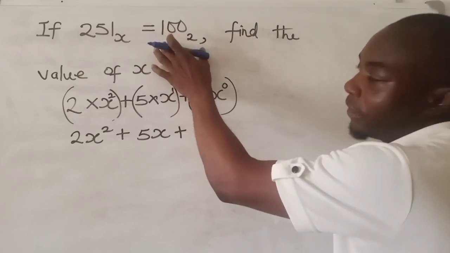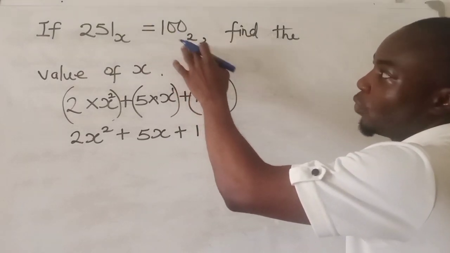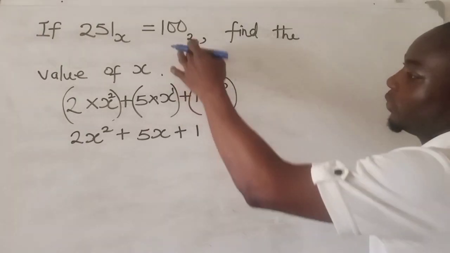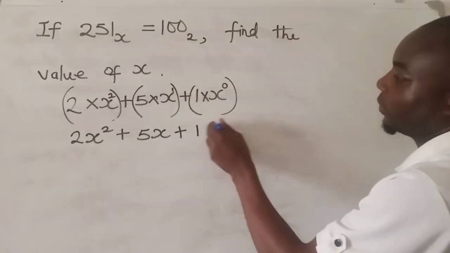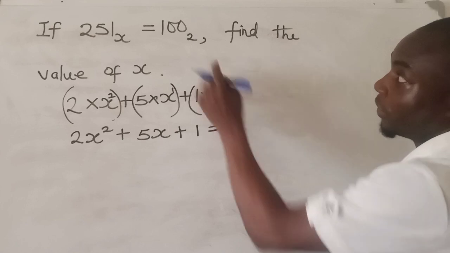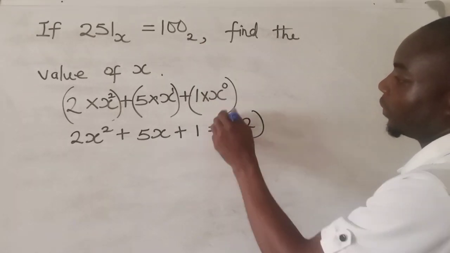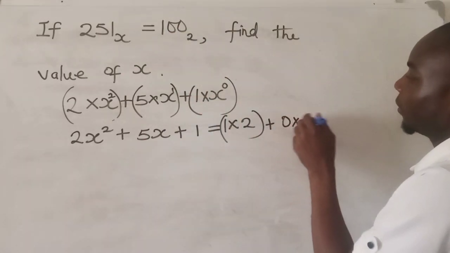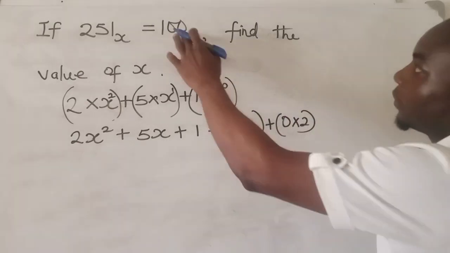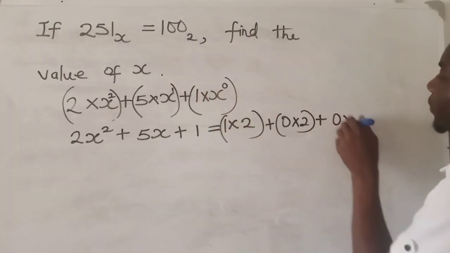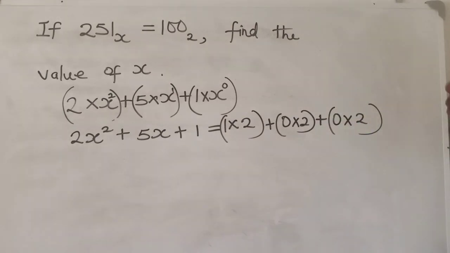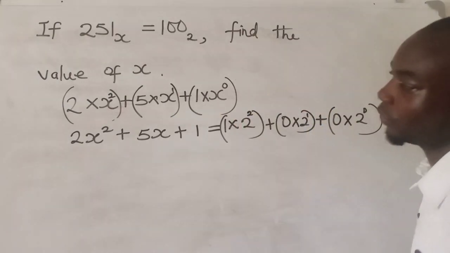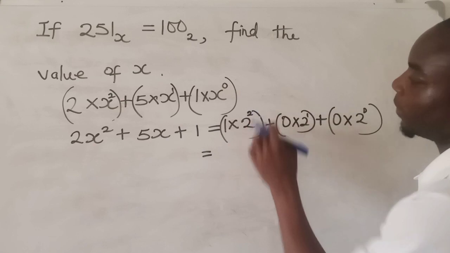Now let's attend to this other part of the question, 100 base 2. We'll express this also according to the binary system of counting numbers, that is from base 2 to base 10. So we'll have 1 times the base of 2 in brackets, plus 0 times the base of 2, plus 0 times the base of 2. This will be raised to the power of 0, the power of 1, and the power of 2. So 2 raised to the power of 2 is 4.